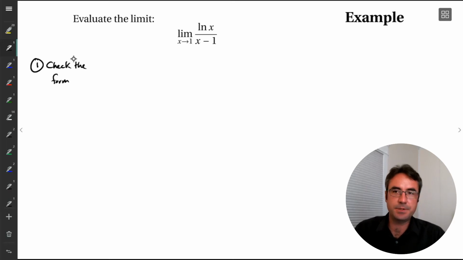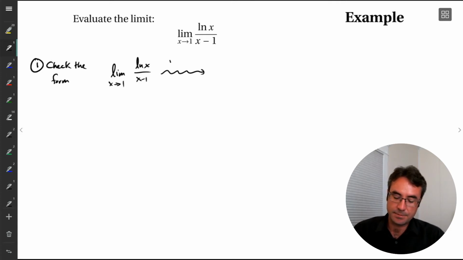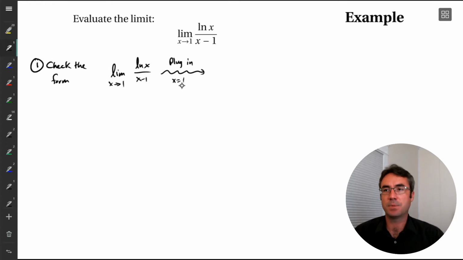And this should always be our first step. So let's plug in. We're interested in the limit of the natural log of x over x minus 1 as x approaches 1. And we're just going to try plugging in the number x is approaching. So x is approaching 1. Let's plug it into the function and see what we get.